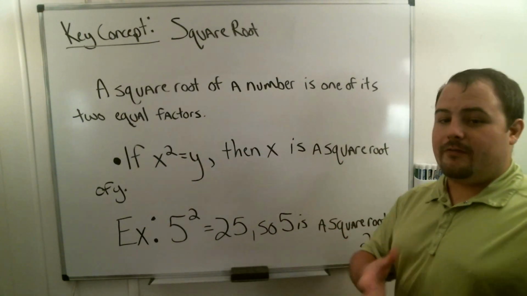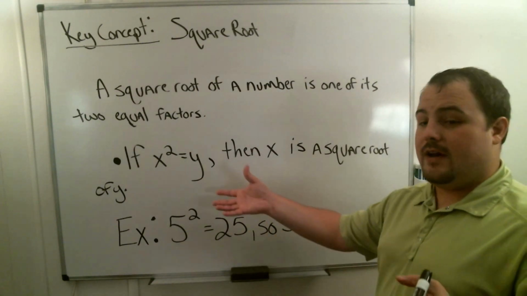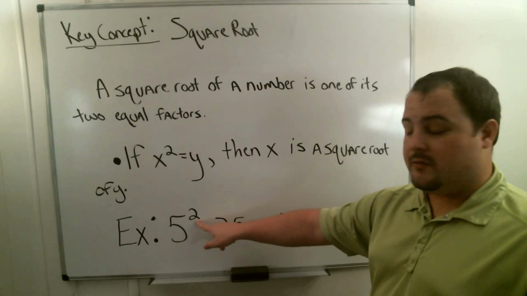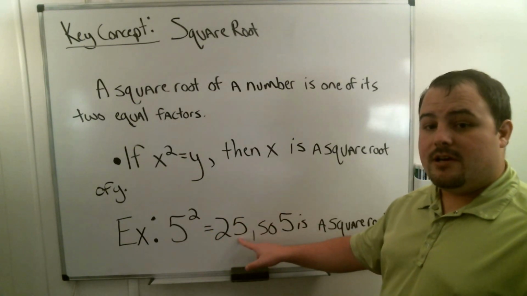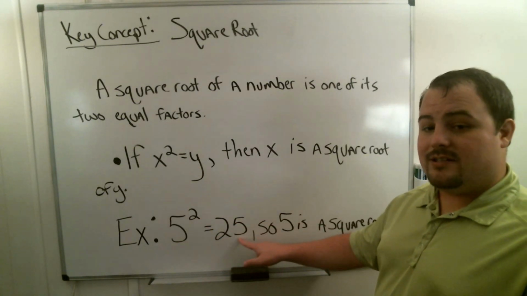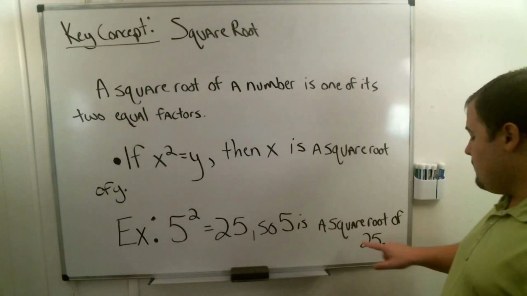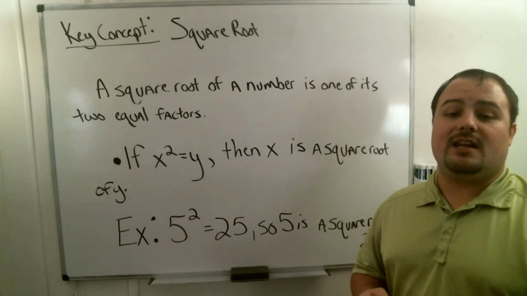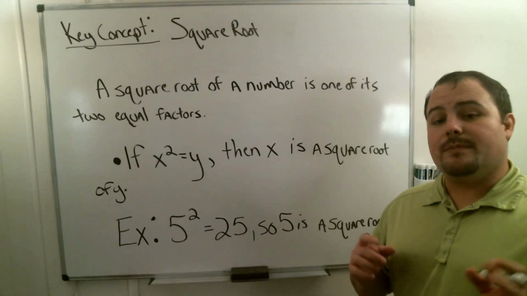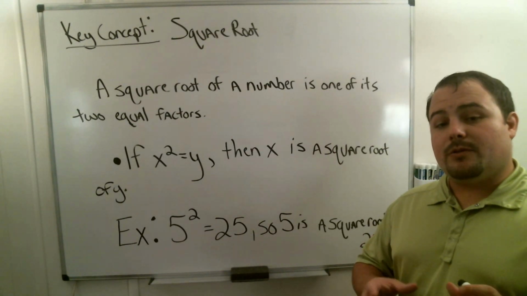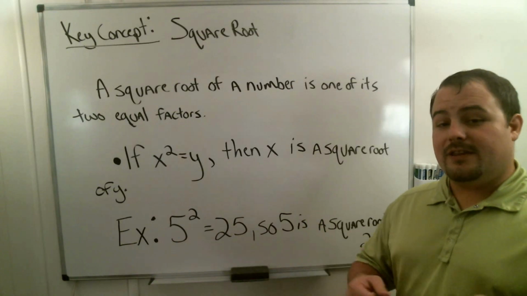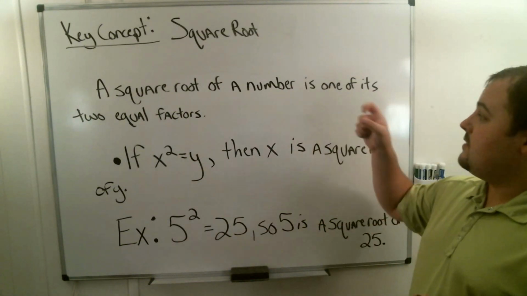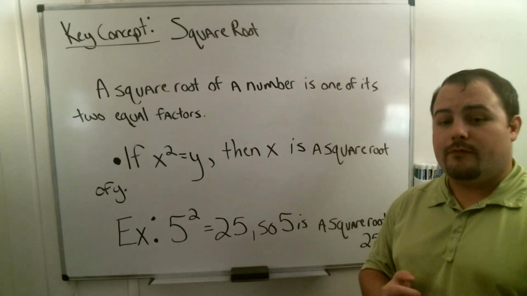An example of how that works using numbers instead of algebra is if I had 5 to the second power, well 5 times 5, that's 25. Since 5 and 5 are exactly the same, 5 is a square root of 25. A square root is when you have two of the exact same numbers multiply to make one number. That number that multiplies to make the number, that's the square root. So it's one of its two equal factors.